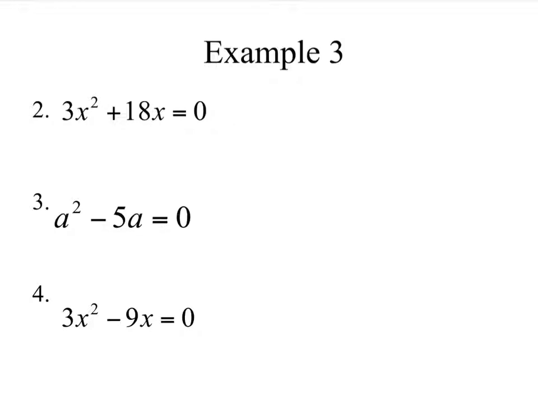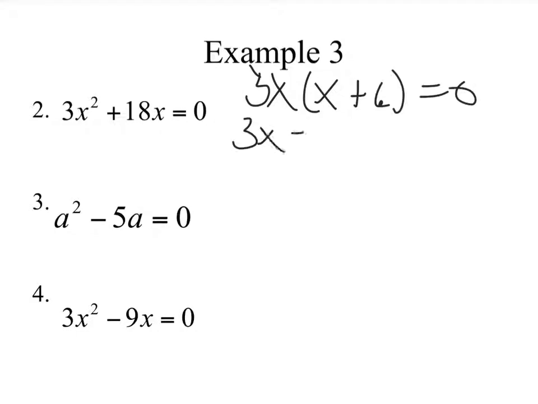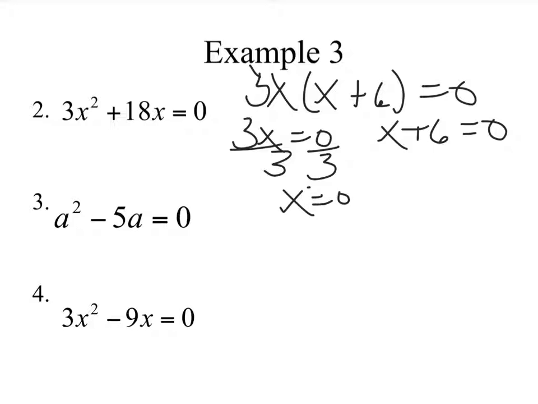So in the first problem, I can pull out a GCF of 3x. And that leaves me with x plus 6 equaling 0. So 3x equals 0, and x plus 6 equals 0. Divide each side by 3. X is 0. Add negative 6 to each side. X is negative 6. I'm not going to do the checks for the sake of time, but if you have questions on them, please let me know. Biggest thing is you need to remember to plug back into the original equation.